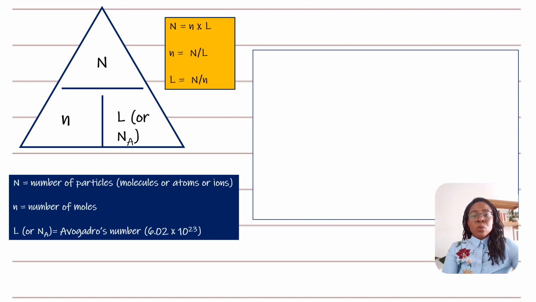We can relate moles, number of particles, and Avogadro's constant using this formula triangle, rearranging to find whichever quantity we need. So capital N is the number of particles, that could be molecules, atoms, or ions. Lowercase n is what we use for moles, and then L, or sometimes N subscript A, is what we give for Avogadro's constant, 6.02 times 10 to the power of 23.